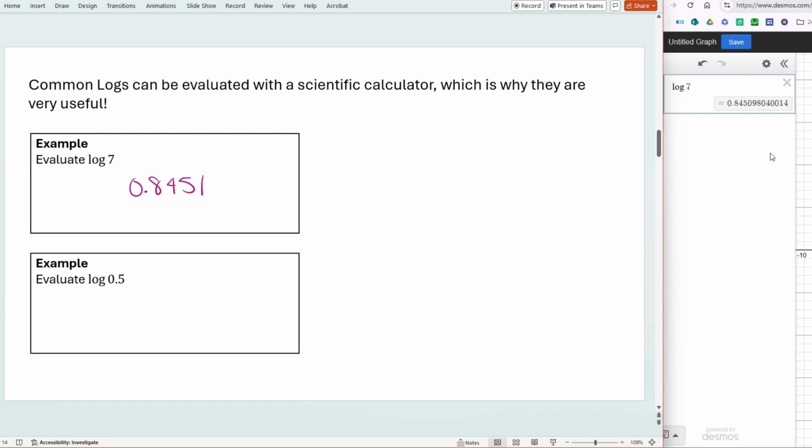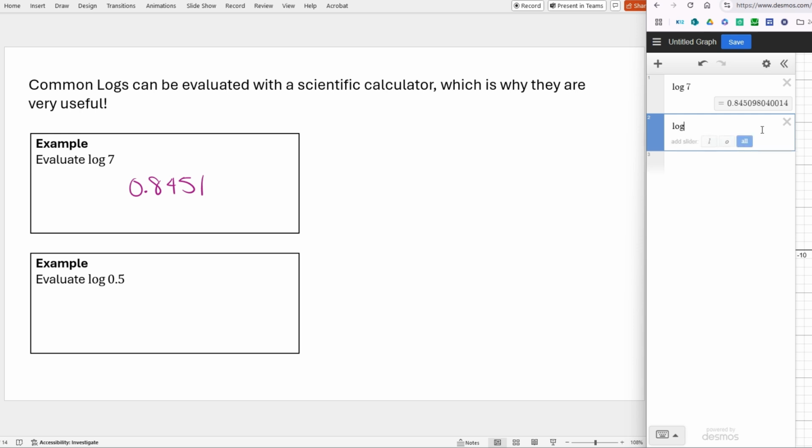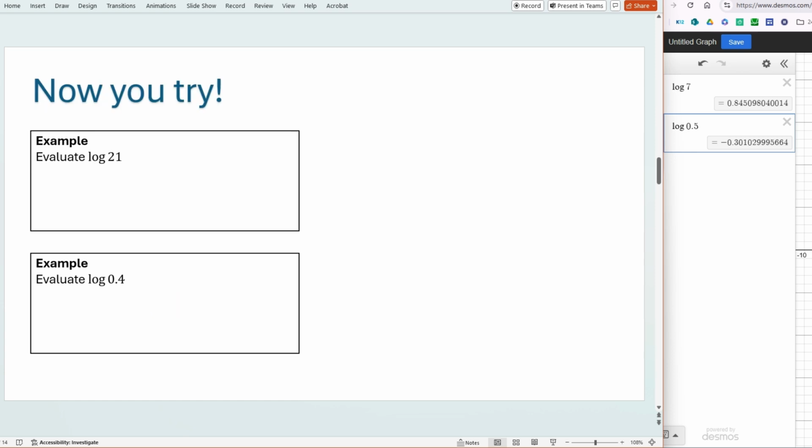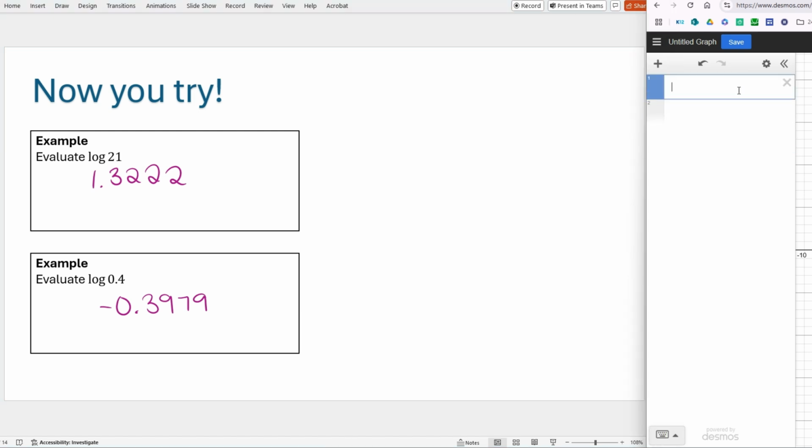I can also find the log of 0.5. I just go over here and type log and then 0.5. You can see it gives me negative 0.3010. Okay. So now you can go ahead and pause the video and try evaluating these two logs on your own. So we have the log of 21 and the log of 0.4. As I showed you before, you can just go ahead and type these in your calculator, and it will give you those values you can use to approximate these logarithms.